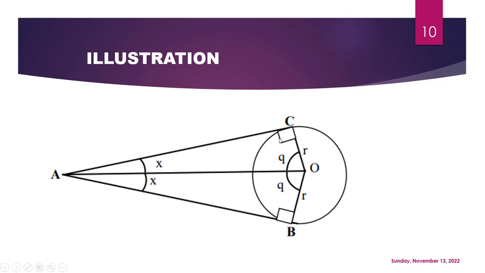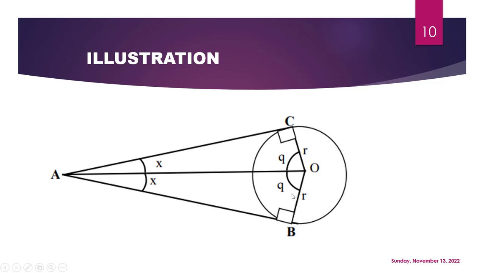The same thing applies to the tangent AB and the radius OB. So we have radius OB and tangent AB. They form an angle of 90 degrees, or they are perpendicular. The line AB, which is the tangent, is perpendicular to the radius OB.